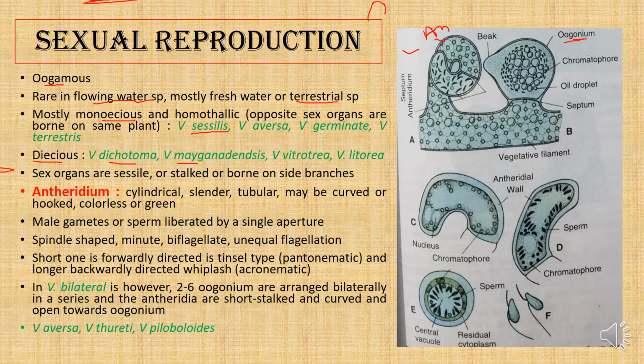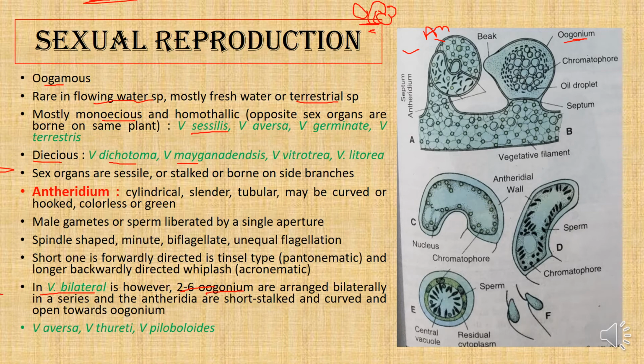the antheridium is either hook shaped or straight. So in some species, the antheridium is flanked by several oogonia, more than one oogonium, or they can have just a single pair of antheridium and oogonium. So this is the example which I have drawn. It belongs to Vaucheria bilateralis, where a single antheridium is flanked by 2 to 6 oogonia, and all the male and female gametangia can be sessile or they can be stalked.